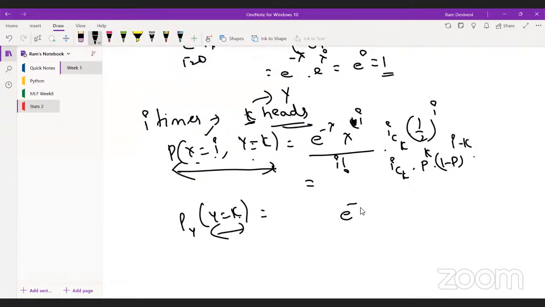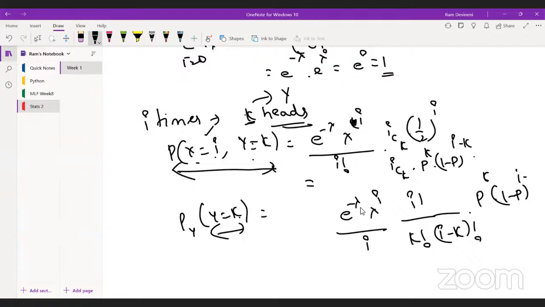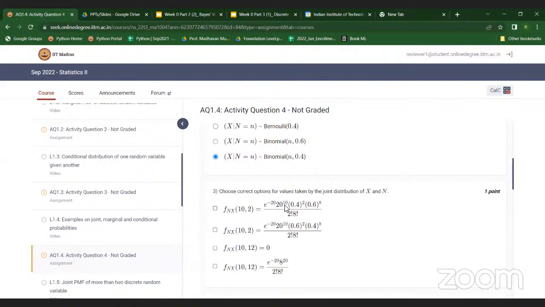This is going to be e power minus lambda, lambda power i divided by i factorial, times i choose k, which is nothing but i factorial divided by k factorial times (i minus k) factorial, times p power k times (1 minus p) power (i minus k). These two i factorials are going to get cancelled out. So for (10, 2), it's going to be e power minus 20 into 20 power 10, divided by 2 factorial into (10 minus 2) factorial, times 0.4 power 2, p power k where k is 2, into 0.6 power 8, since 1 minus p is 0.6. So the first option is correct.